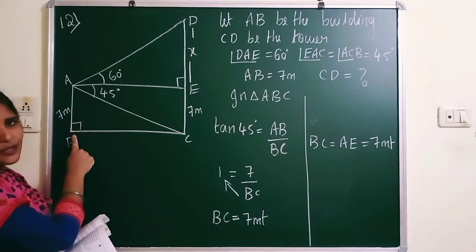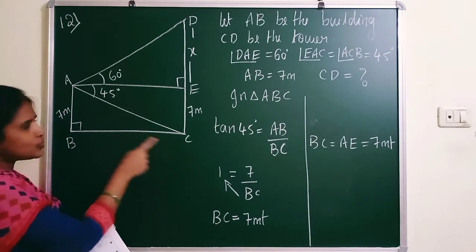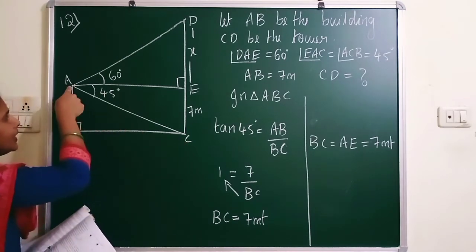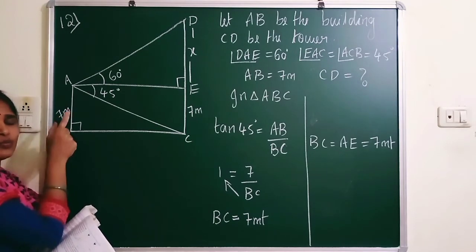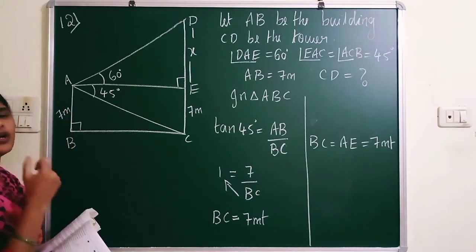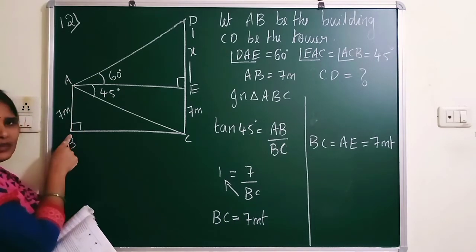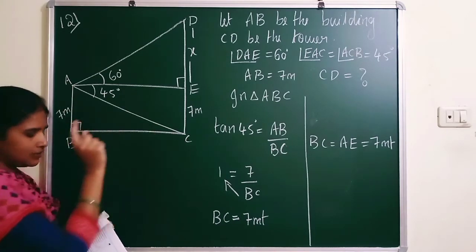So always I said, building will be on the ground. So BC is the ground and AB is the building. So what is the height of the building given? 7 meter. So be careful, the diagram is a little bit tricky. Concentrate. The 7 meter high building is on the ground BC.